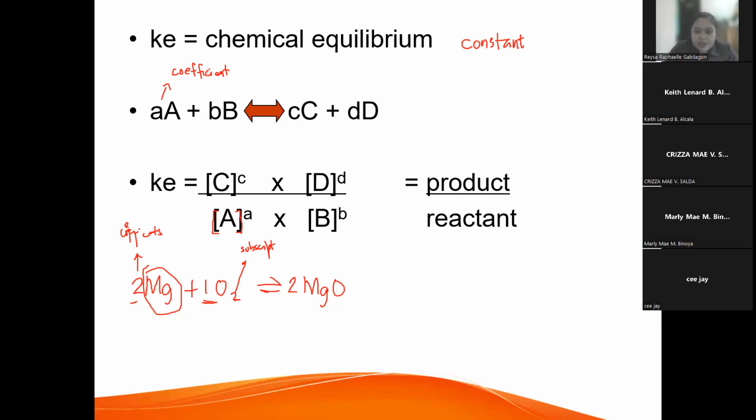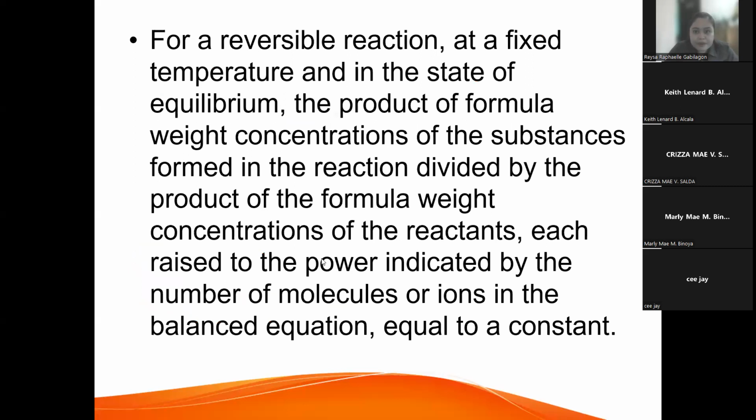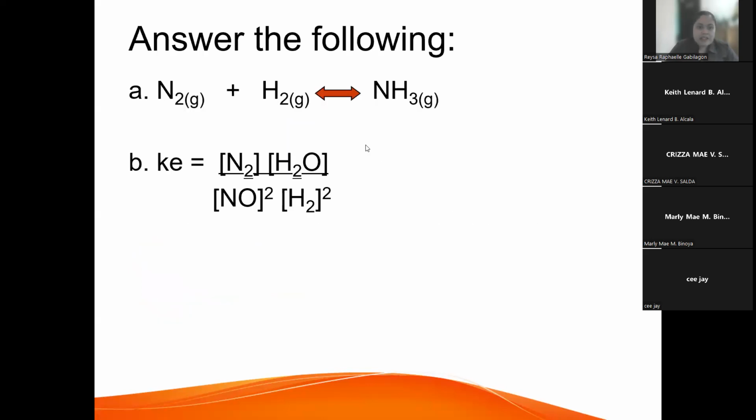Sige. So let's have an example. Ito na yung diniscuss ko kanina na this is the explanation kanina. But let's have an example. Example, we have this formula. Nitrogen plus hydrogen. Remember, both of them are members of our so-called diatomic molecules.